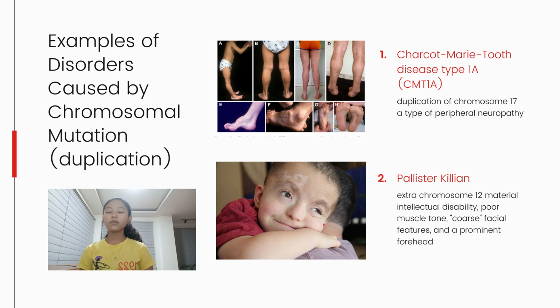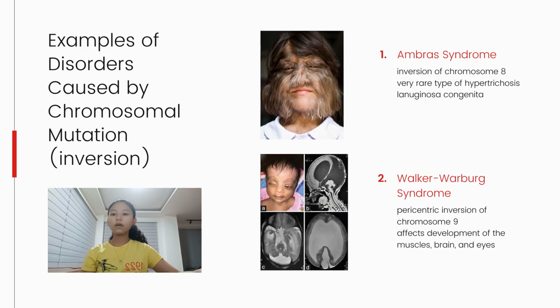Babies with this syndrome may have many problems. These include intellectual disability, poor muscle tone, coarse facial features, and a prominent forehead. For inversion, we have Ambras syndrome. It is the inversion of chromosome 8 and a very rare type of hypertrichosis lanuginosa congenita, a congenital skin disease characterized by excessive hair growth on the entire body, with the exception of the palms, soles, and mucous membranes.